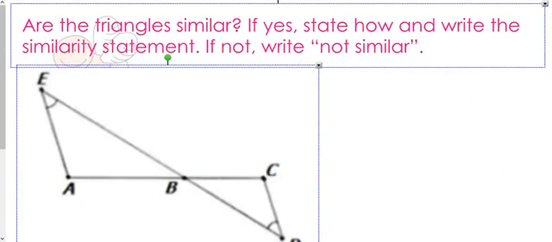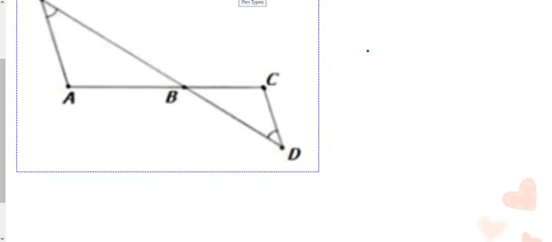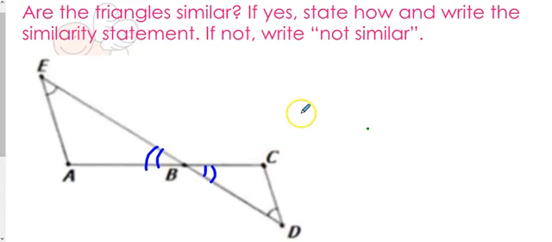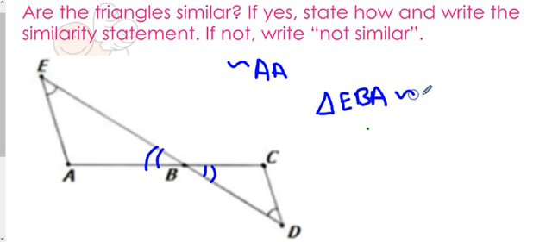All right, so we've got 2 angles marked congruent here, and then I can also mark the vertical angles in the middle. Remember, those vertical angles are across from each other and they are always congruent. So if I know that 2 angles are congruent, it means the third angle is indeed congruent. So these are congruent by angle, angle. And our similarity statement here would be triangle EBA is similar to triangle DBC. I made sure to match my angles.